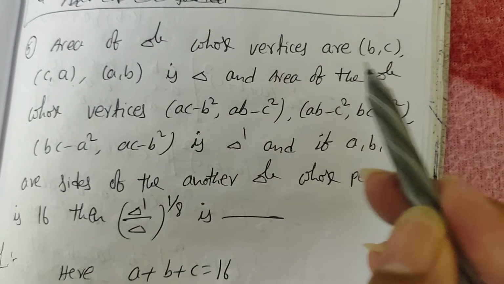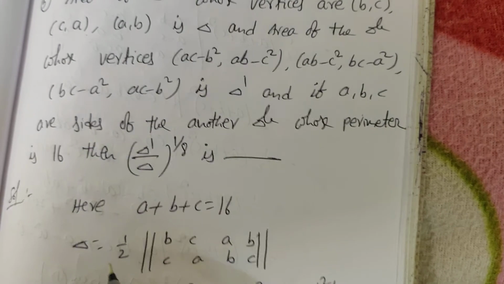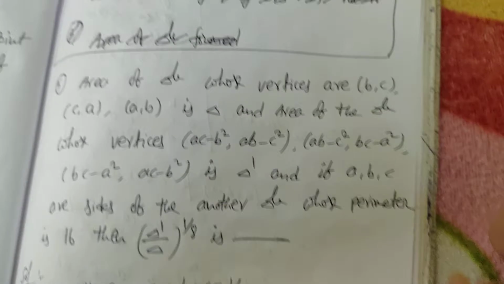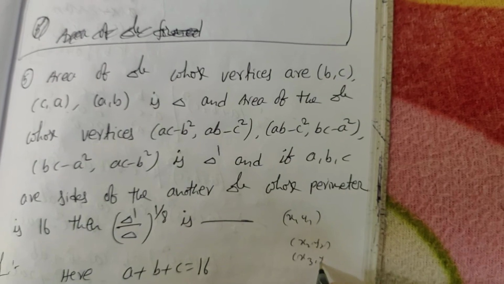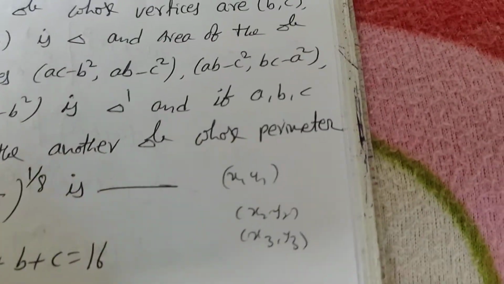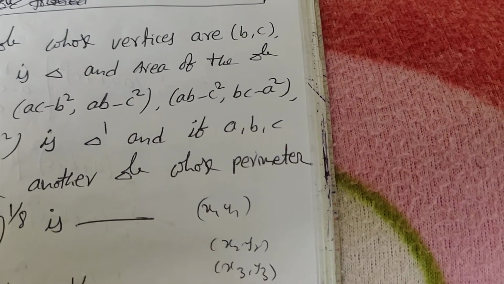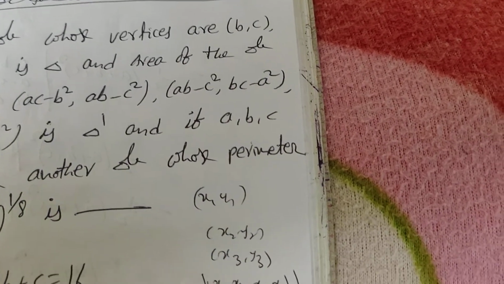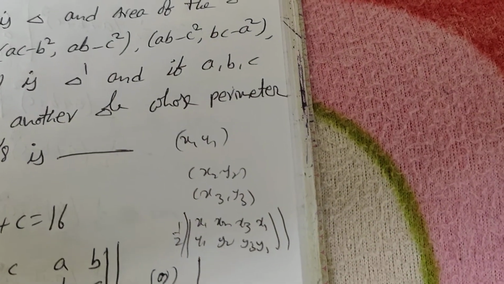So the area of the triangle formed by these 3 vertices is delta, they given. That is BC, CA, AB. So the area of the triangle delta is equal to half into modulus of determinant of... Actually we can use this formula whenever you have (x1, y1), (x2, y2), (x3, y3) as 3 vertices of a triangle, then the area is equal to half into the modulus of the determinant of x1, y1, x2, y2, x3, y3 and x1, y1. Otherwise you can use this formula also here.